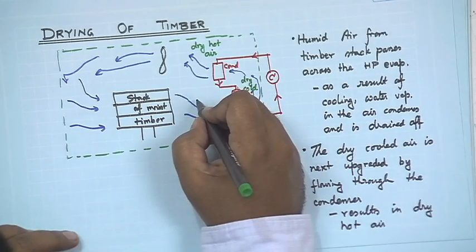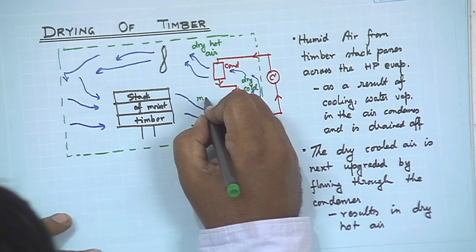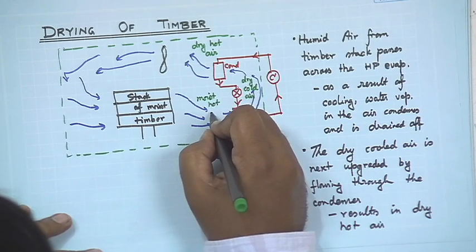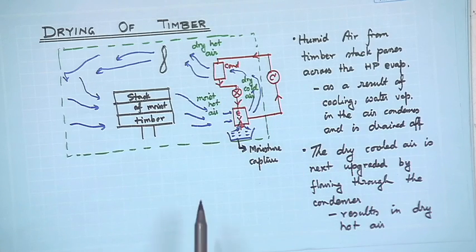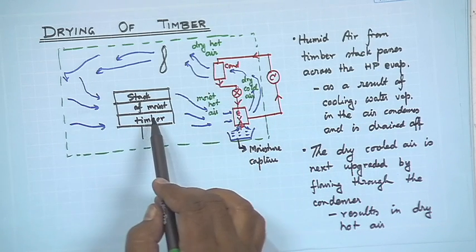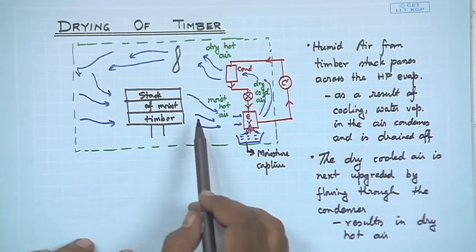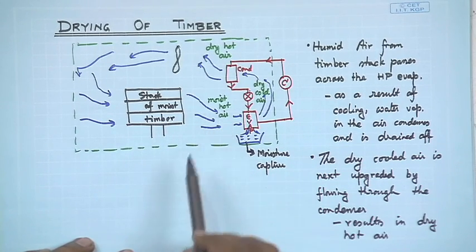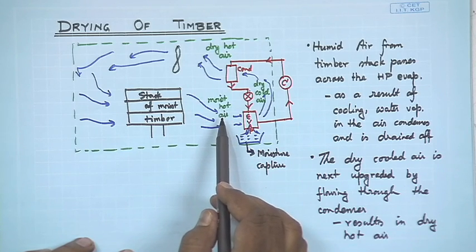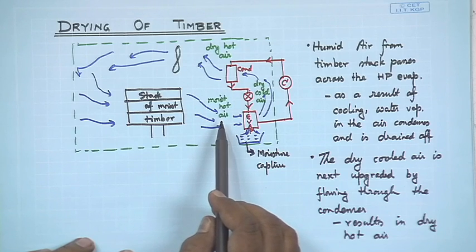This one is moist hot air. So, the dry hot air, as it is coming out of the condenser, when it passes through the stack, it dries the timber, and therefore picks up moisture. So, what comes out is moist hot air. I would say hot, or probably it also loses some heat to the moist timber. So, it will be warm air.